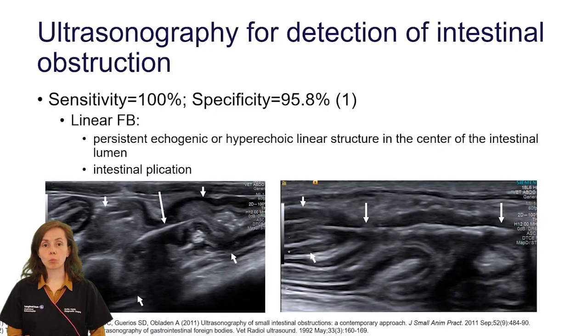When you've got a linear foreign body, you've got typically a persistent echogenic or hyperechoic linear structure in the center of the intestinal lumen. This is associated with intestinal plication. That's what we see on the first image on the left-hand side. In some cases, the linear foreign body actually extends out of the small intestine, and that's when you've got laceration of the wall. So you might have this foreign body floating into the mesentery and surrounded by hypoechoic reaction.